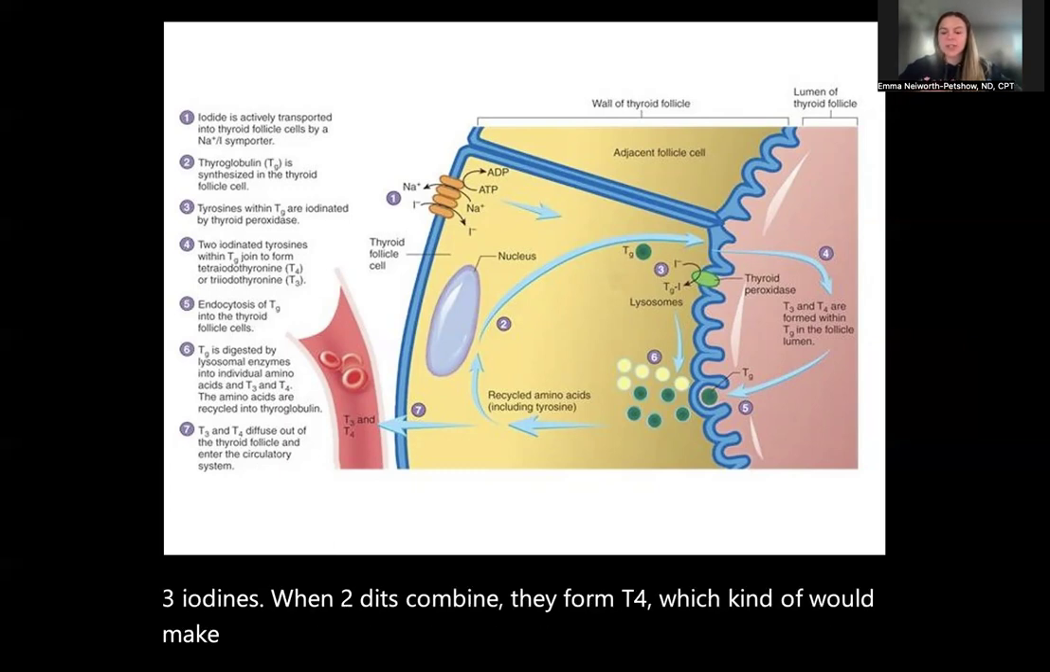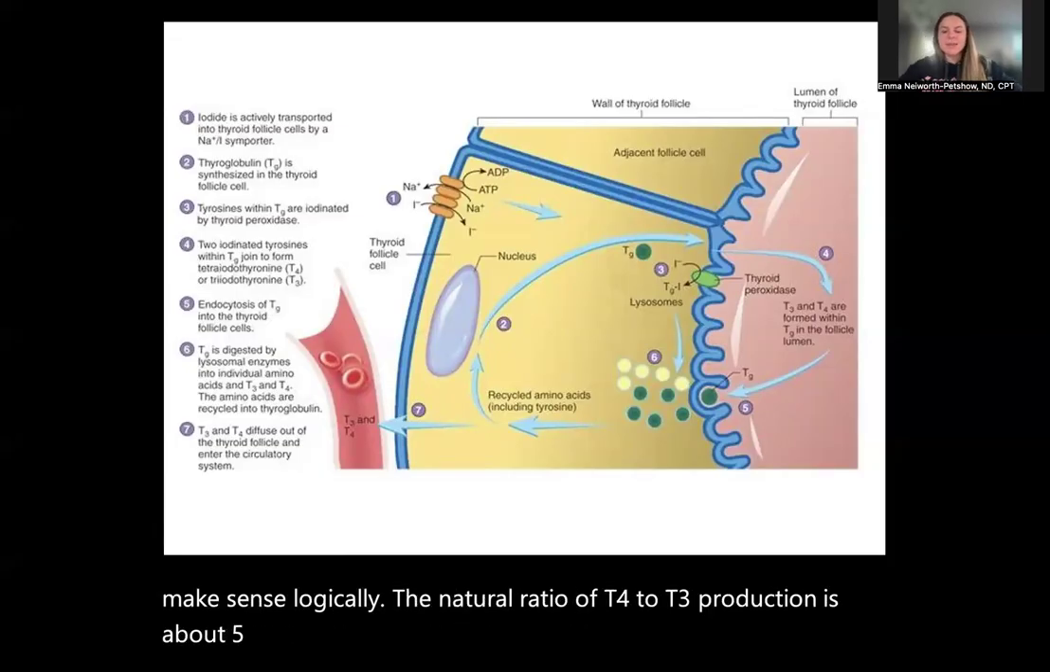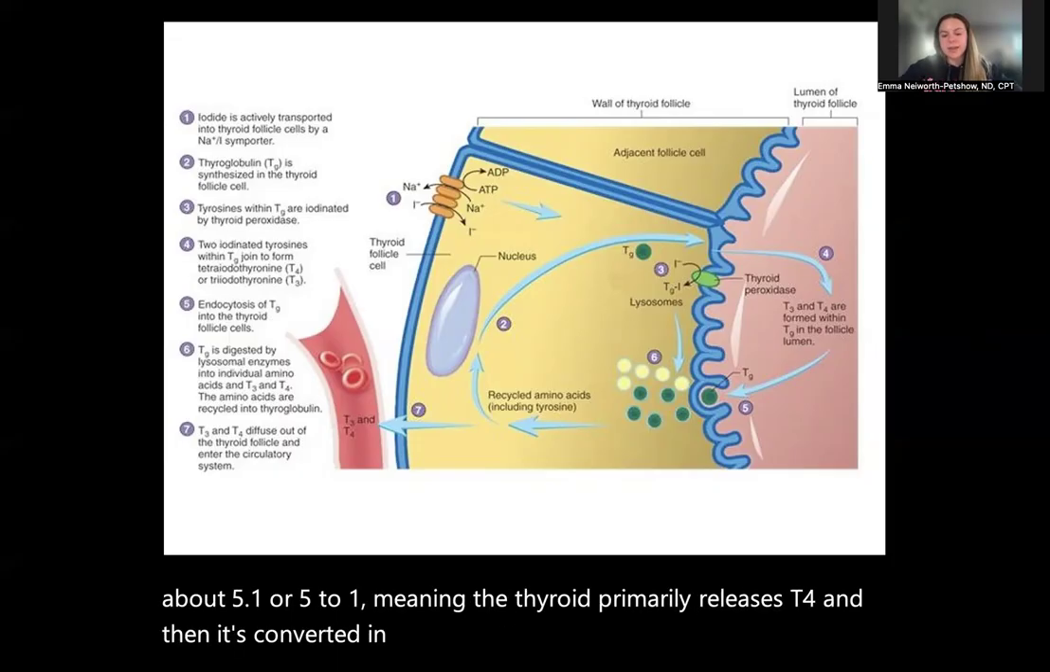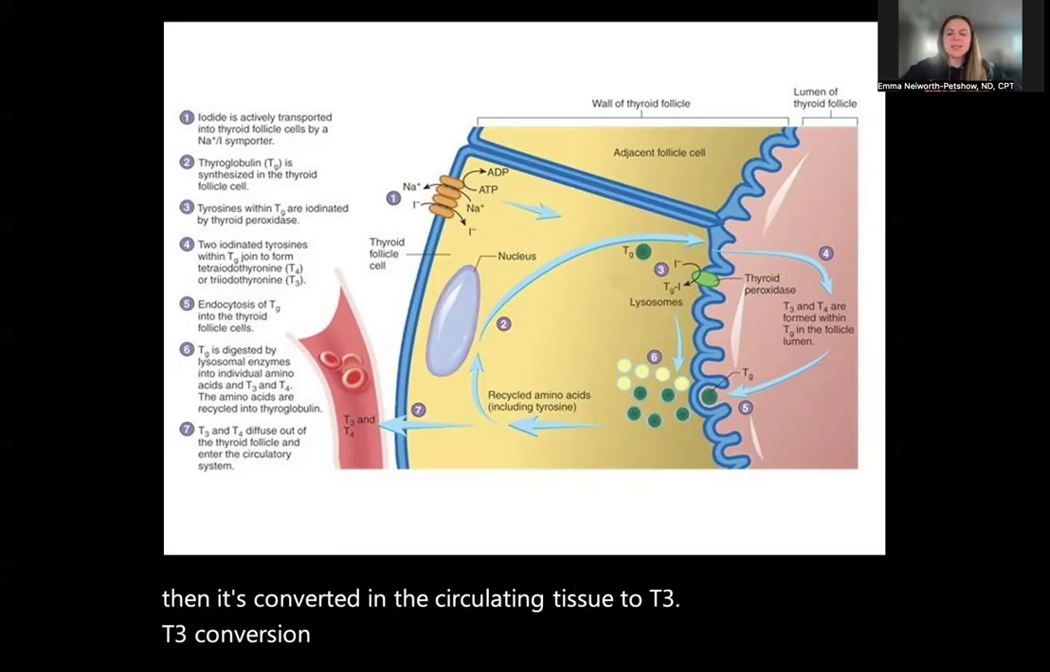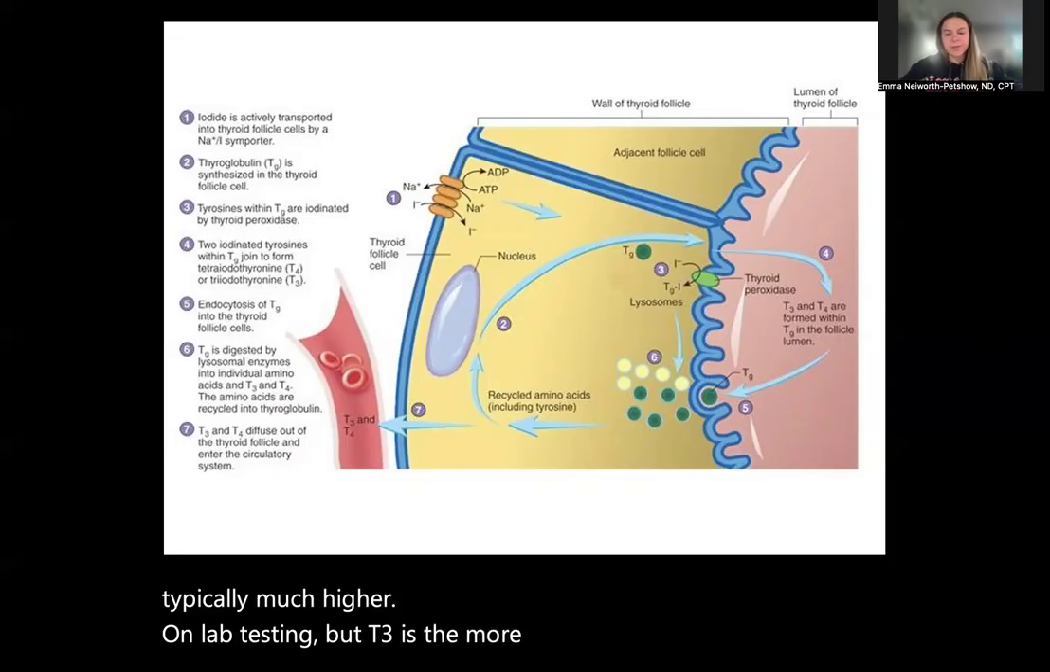The natural ratio of T4 to T3 production is about 5.1 or 5 to 1, meaning the thyroid primarily releases T4 and then it's converted in the circulating tissue to T3. T3 conversion happens peripherally. This explains why T4 levels are typically much higher on lab testing, but T3 is the more biologically potent hormone.